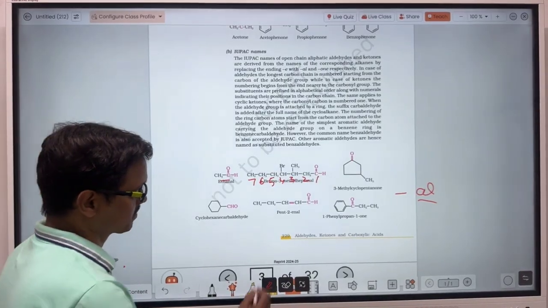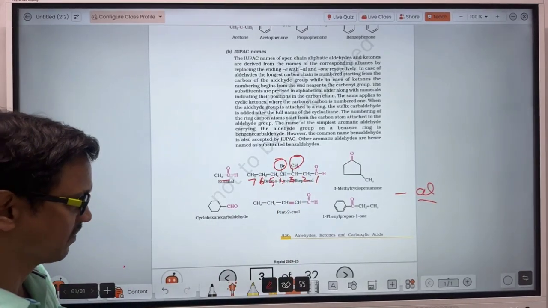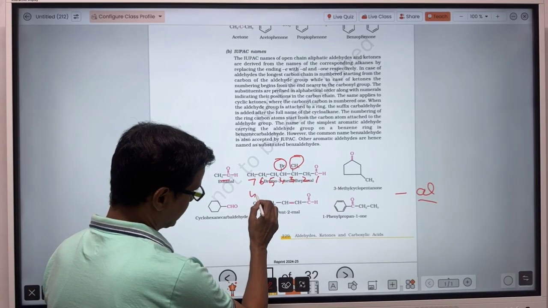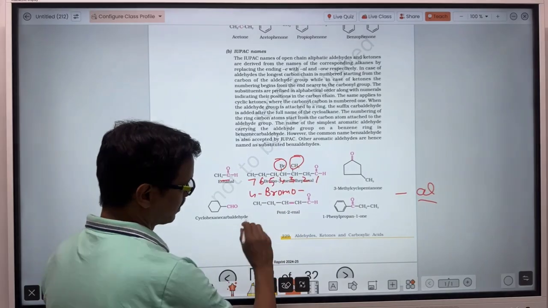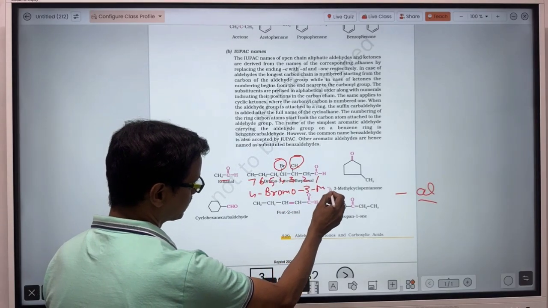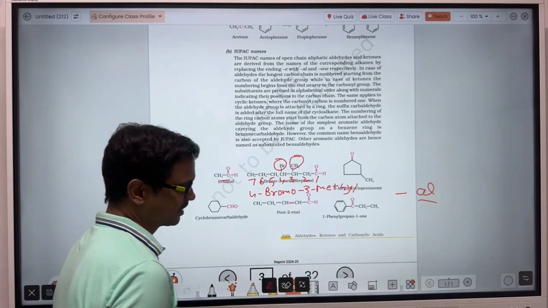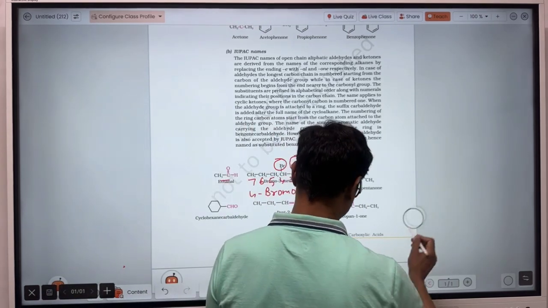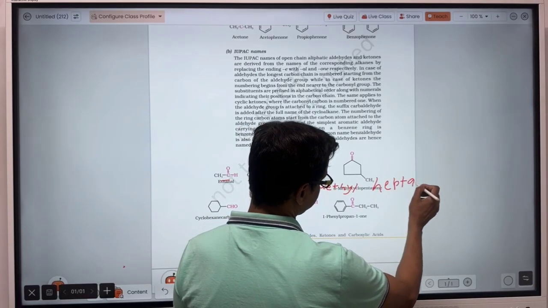Then consider the substituents. This is methyl, this is bromine. So consider the alphabetical order. Bromine comes first, and it is at the 4th position, so we write 4-bromo. And at the 3rd position there is methyl, so 3-methyl. This compound is of 7 carbon chain, and aldehyde is the main functional group in this compound. So that's why we will write heptanal.